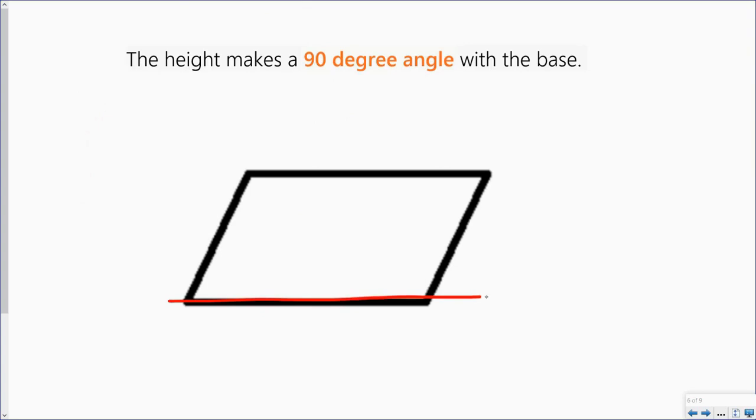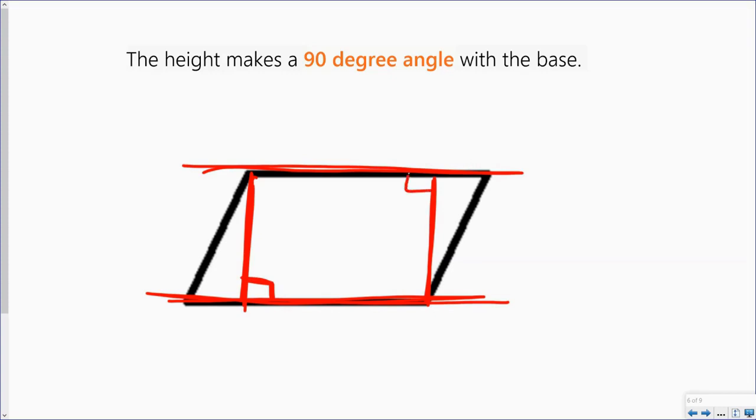So if this is my base here, that means my height is going to be right here, or right here, depending on which side that I use. Again, here's a 90-degree angle right here. And if I was looking at this side, then here's my 90-degree angle right here.